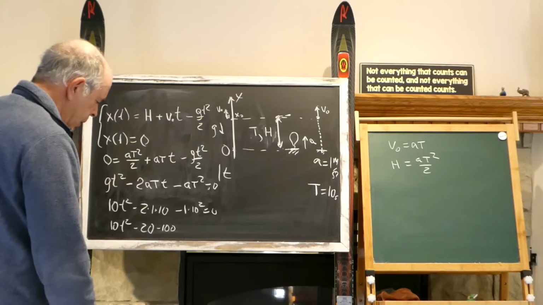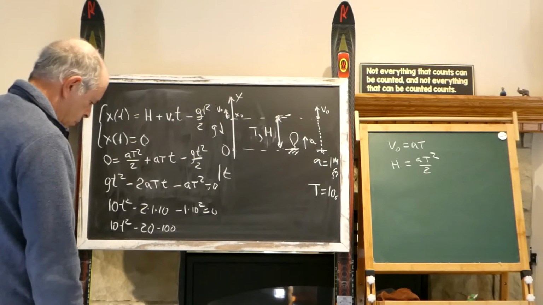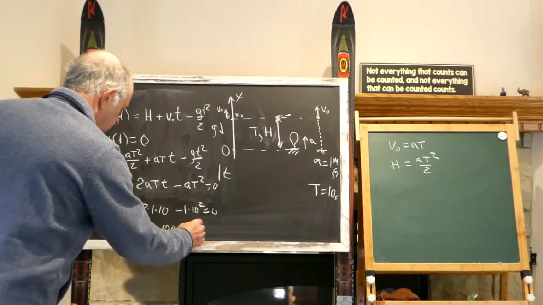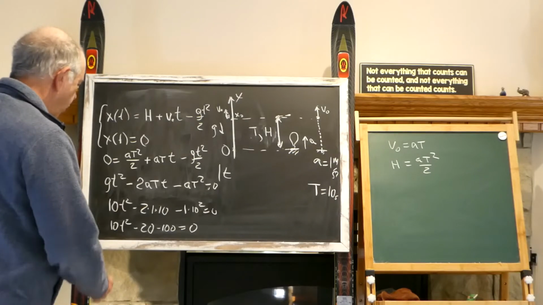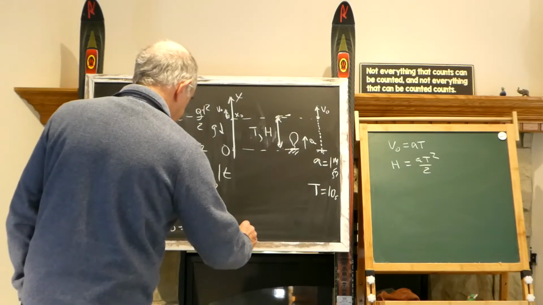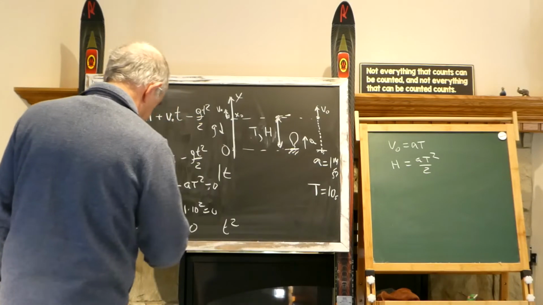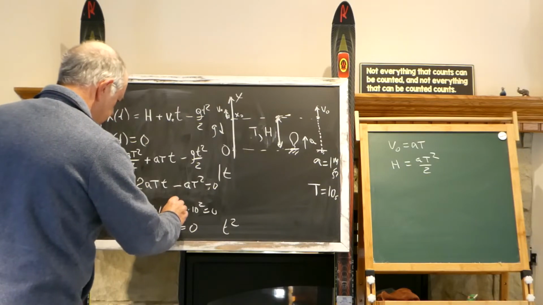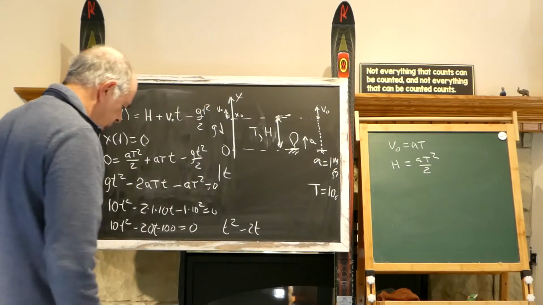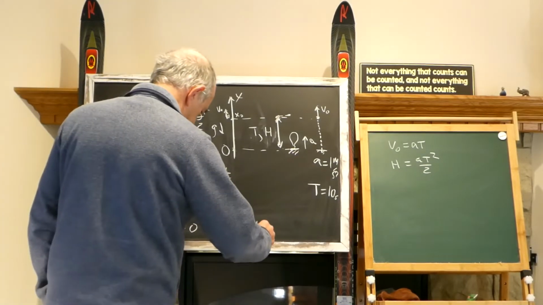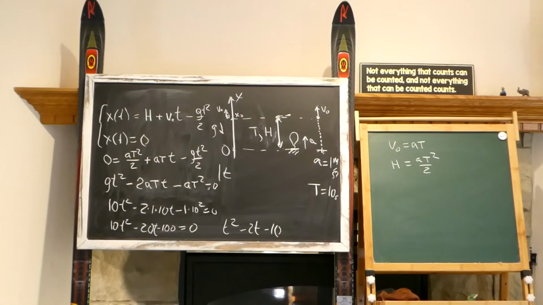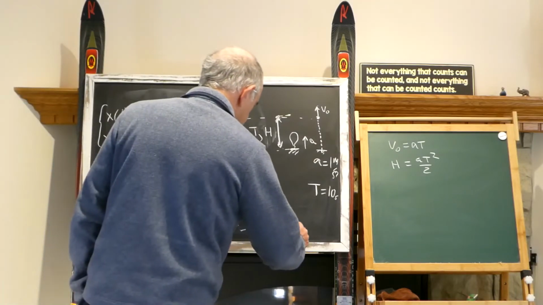Did I write it correctly or not? Looks good to me. Equals 0. So we can divide everything by 10, so it would be much simpler, and we will have, and I forgot here t, of course. t squared minus 2t minus 10 equals 0.